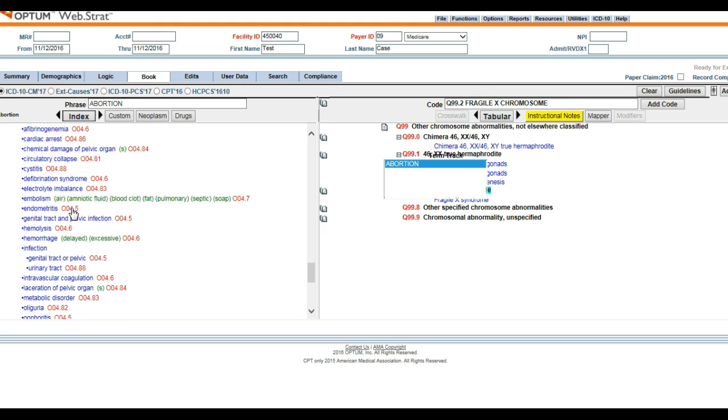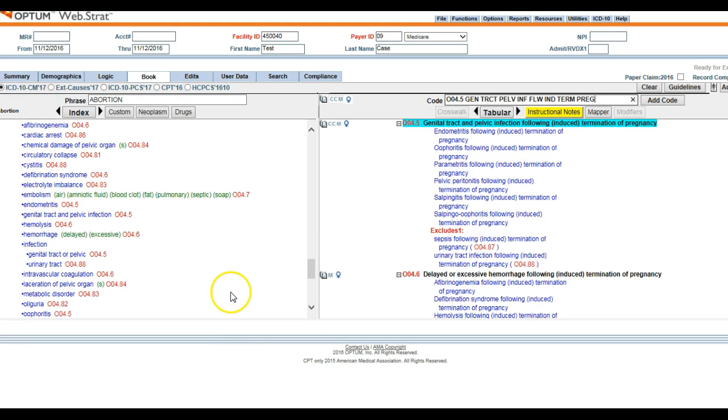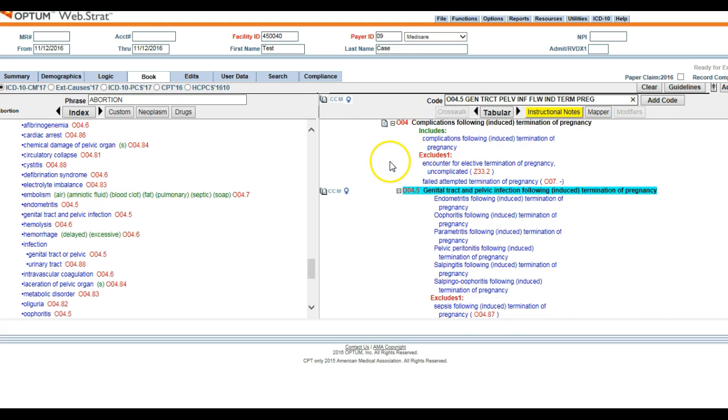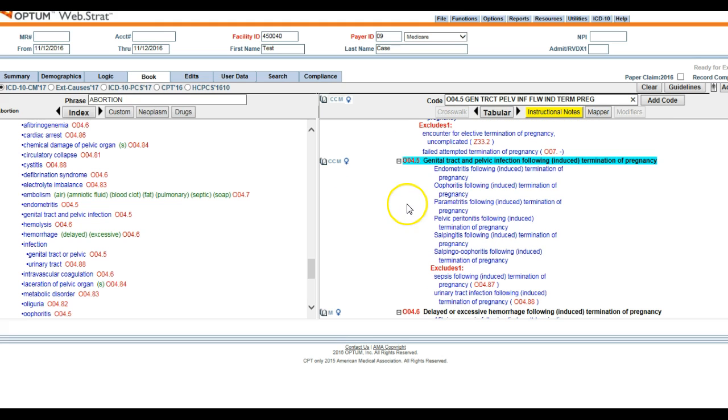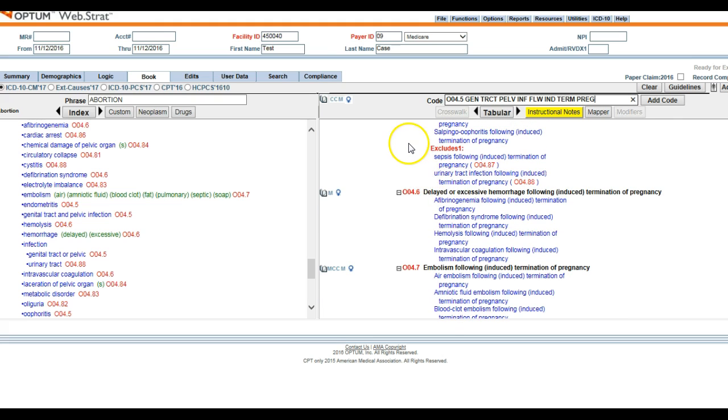Endometritis. So that's where we are, and it gives us a different reference code with a different 3-digit category than where we began. So now we're going to search for that in the alpha index, 004.5, and then we're going to see that this is just the 3 and 4-digit categories. We have 004 for the 3-digit category, 004.5 for the 4-digit category.